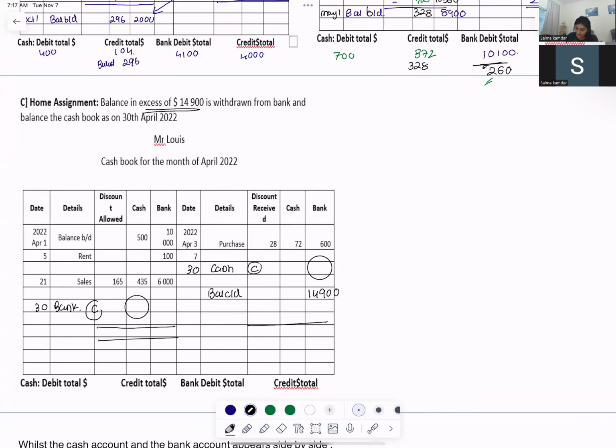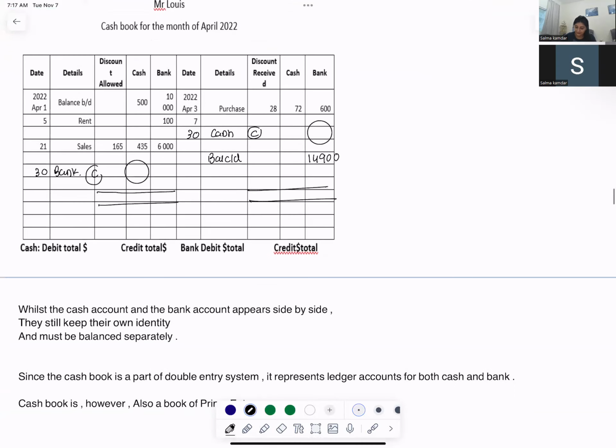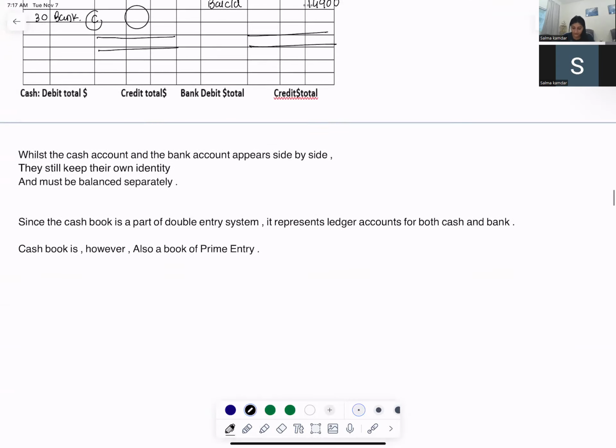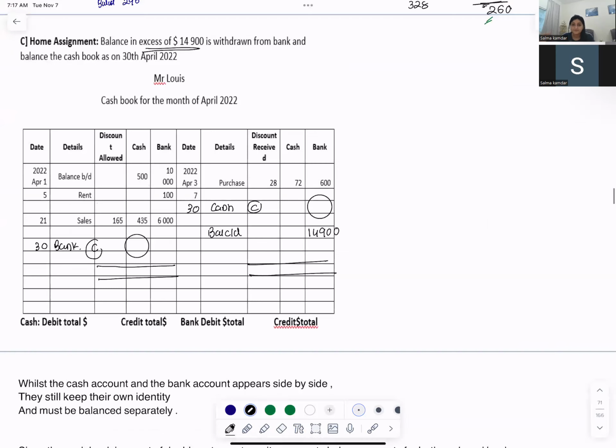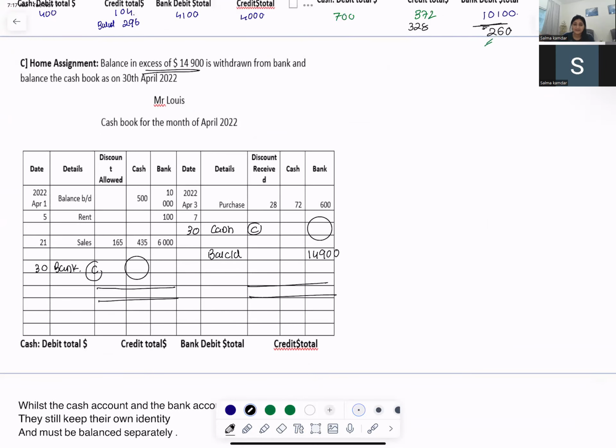I'm just reading the main instructions. The remaining closing, I think you will be able to do. So these are the other things where they give you specific instructions on the closing. You can do 165 and 28. This will go on the debit side of discount allowed account, and this will go on the credit side of discount received account. First instructions have been given for bank, so I will close the bank account.